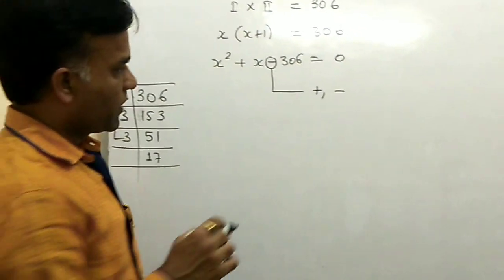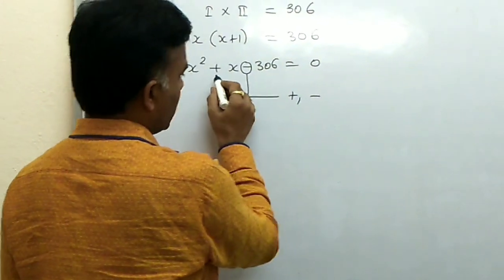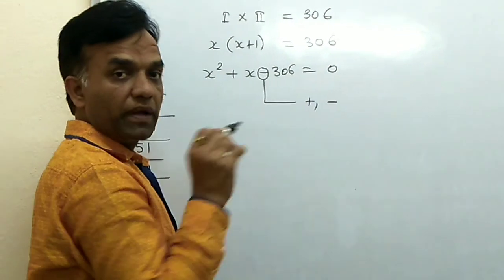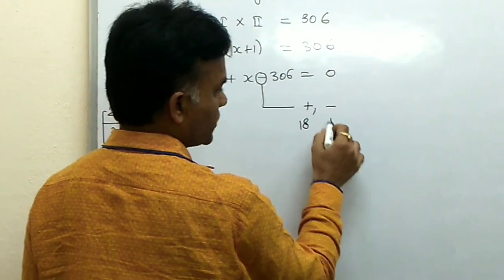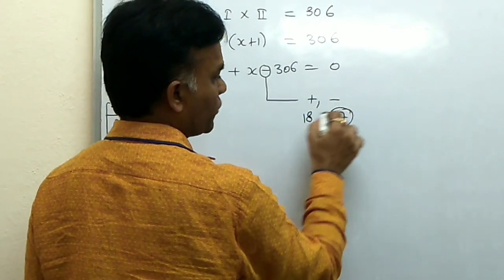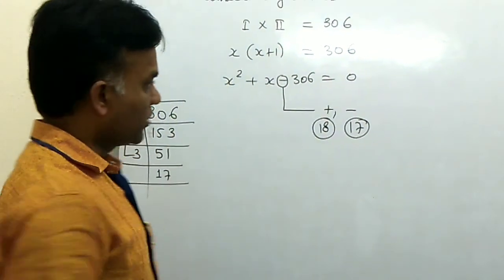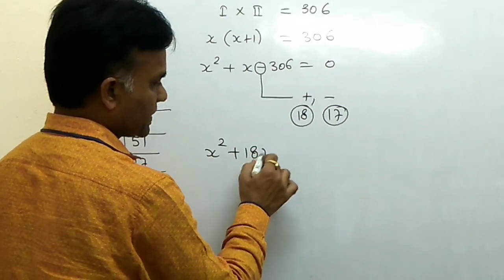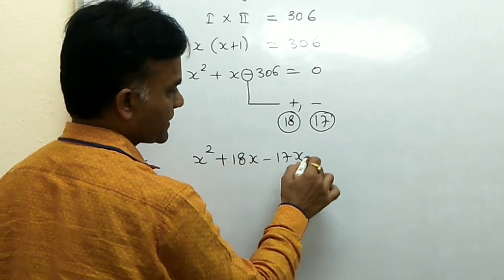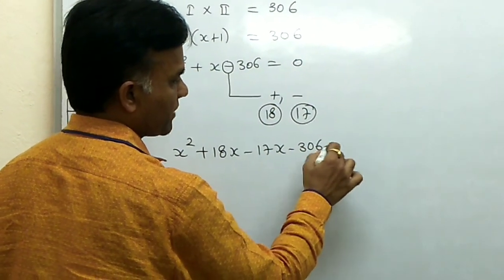There are two factors because your middle term is positive. It means your bigger number is positive. So the first factor, 18, is positive and 17 is negative. So there are two factors, 18 and 17. Now you split the middle term here: x square plus 18x minus 17x minus 306 equal to 0.